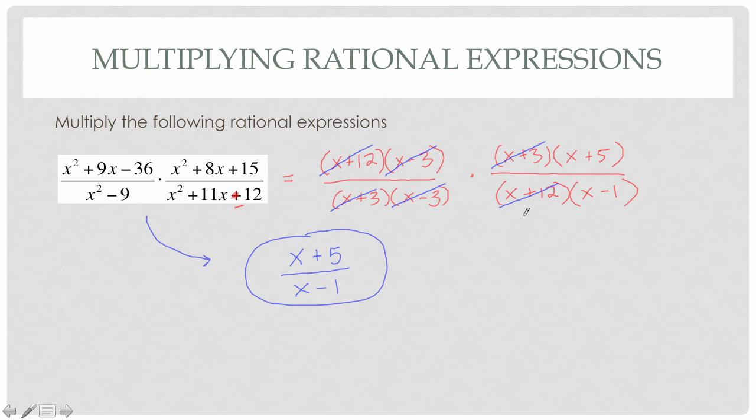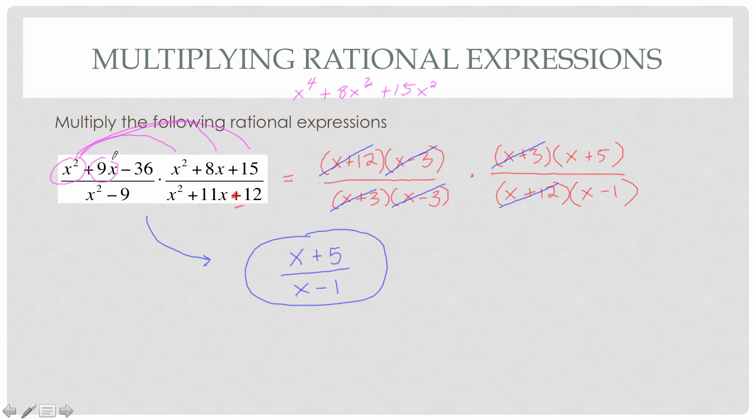So always factor first. Here's the mistake I see students do. Usually there's always a few students that do this and they get in a world of hurt. They look at this and they think, okay, FOIL this out. So they take x squared, multiply that to get x to the fourth. And then x squared times 8x gives me plus 8x to the third. Then x squared times 15 gives me plus 15x squared.